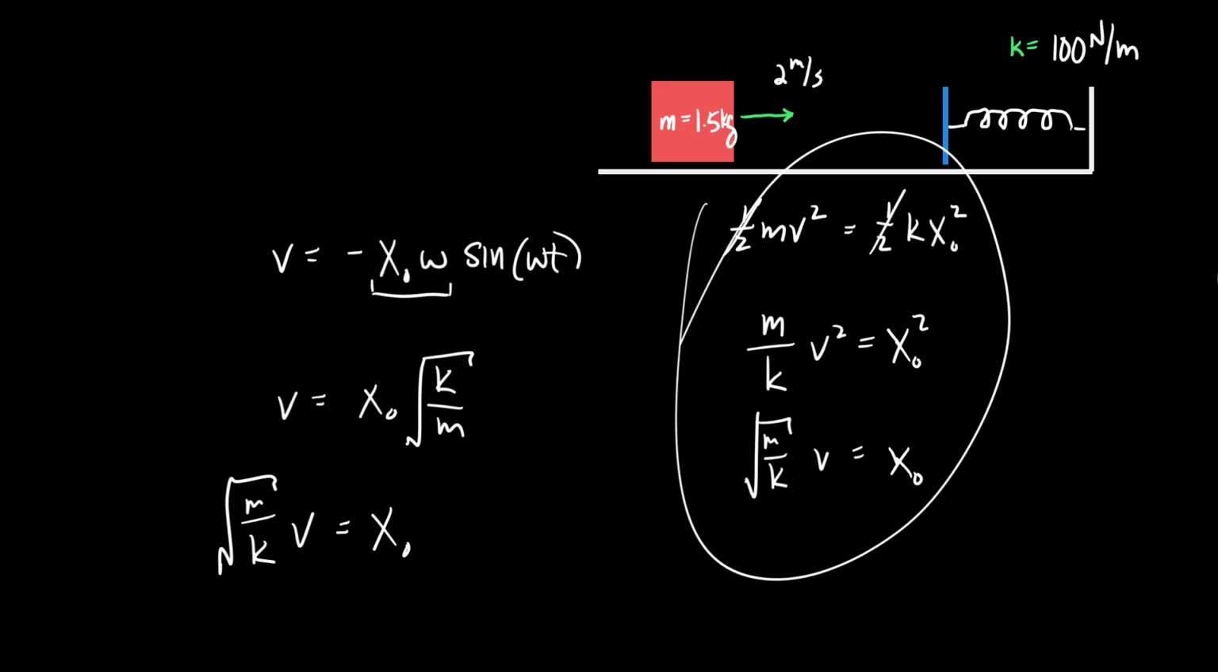Plugging your numbers in, least interesting part, so I'm not going to go through that. We good to go on to the next one? Is there a reason why we couldn't have done Hooke's law or something? Perfectly good reason why we couldn't have done Hooke's law. Because we weren't asked anything about the force. And the force was changing the whole time. So it wouldn't help us there.